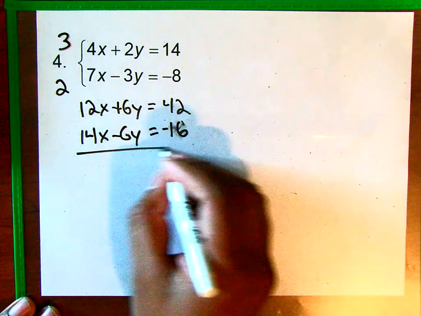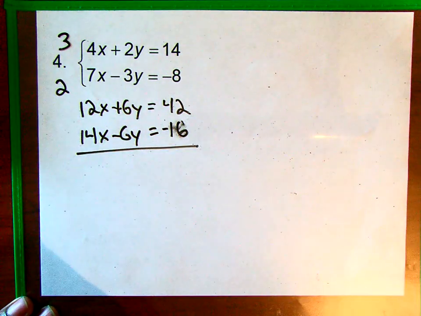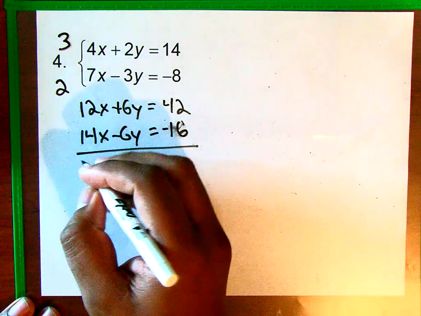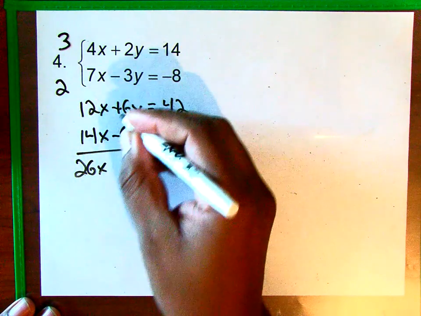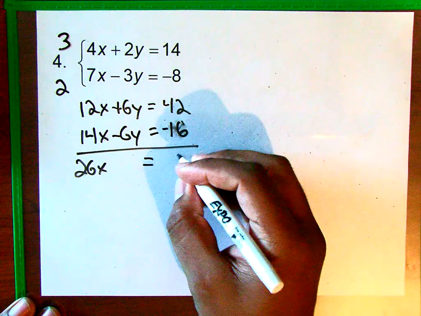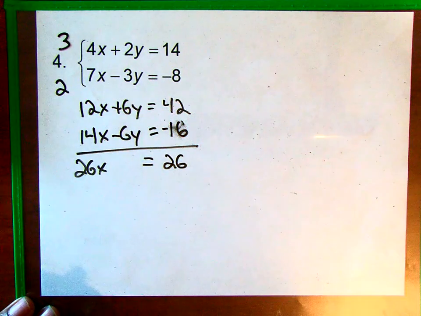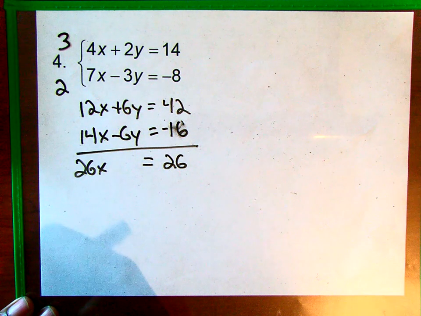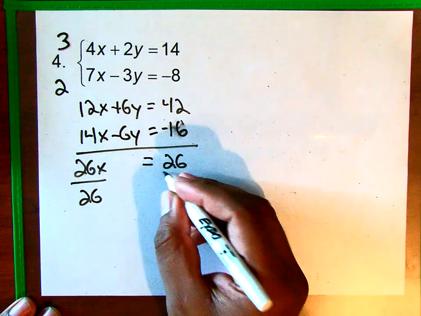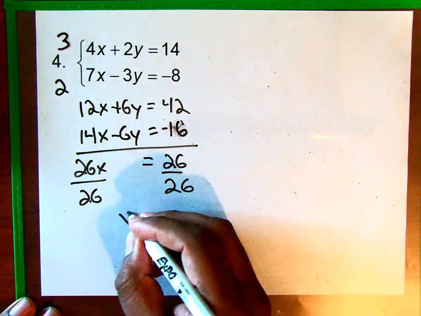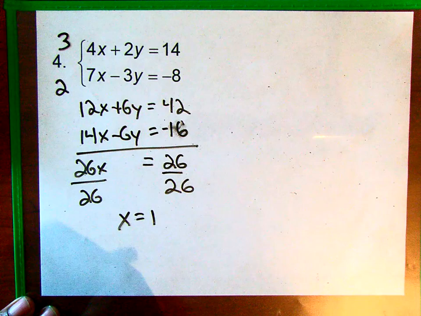Now I'm going to go ahead and add. That's going to get us 26x. Here, that's going to cancel out and be 0. And here I get 26. And now I'm just going to simply divide by 26 here. X is equal to 1.